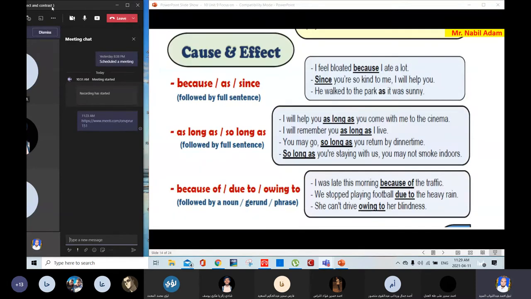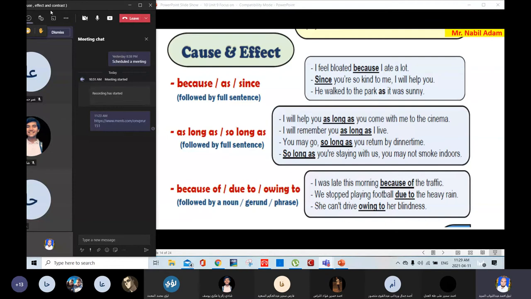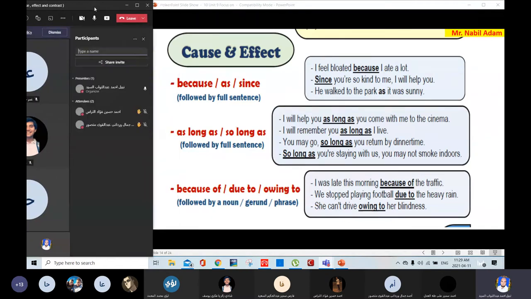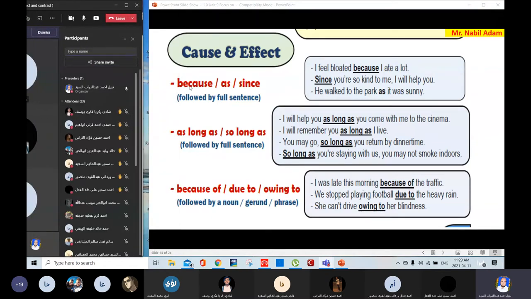Here, when you talk about cause and effect, we use because, as, since. Because, as, since, نفس الاستخدام, followed by full sentence, لازم يكتب عليه جملة تامة. I feel bloated because I ate a lot. Since you are so kind to me, I will help you. Because you are so kind to me, I will help you. He walked to the park as it was sunny. Because it was sunny. Since it was sunny. يبقى because, as, since, معناها لأن. يكتب عليه جملة تامة السبب.